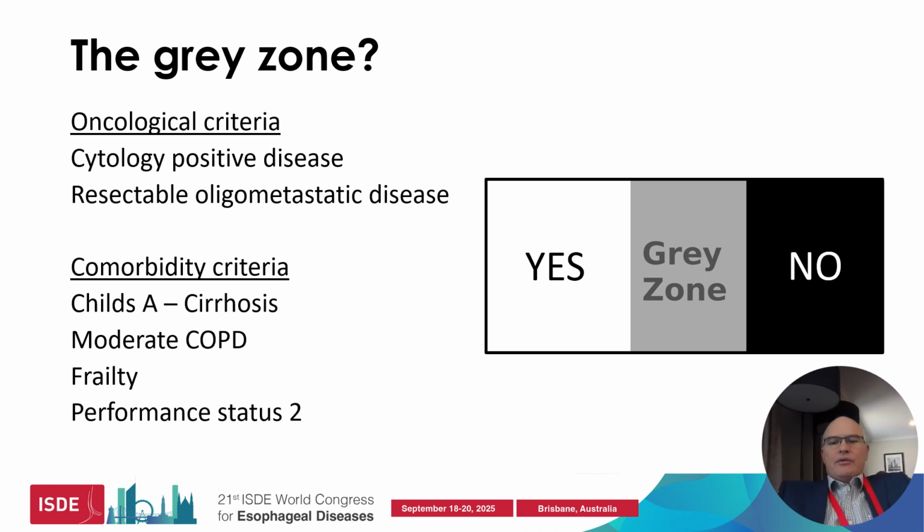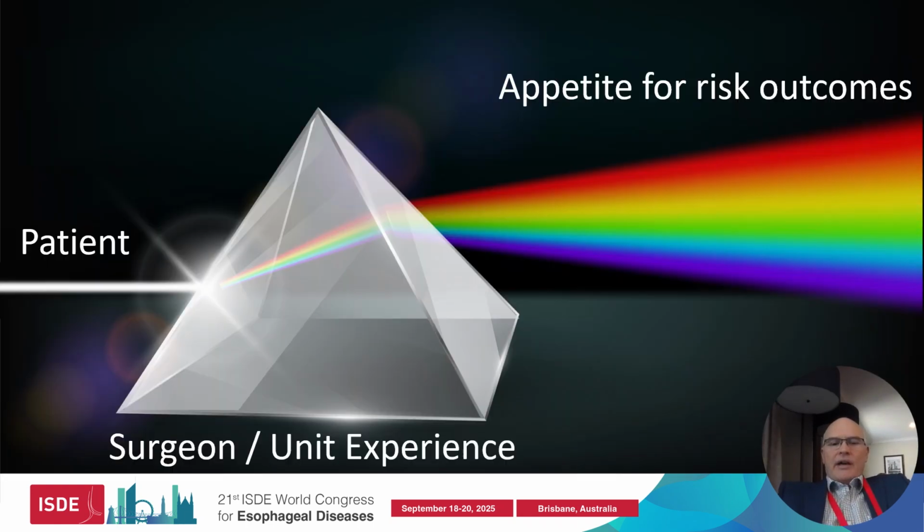But of course, there's a grey zone. There's a grey zone between definite no's and definite yeses, and this is where we have things like cytologically positive disease, resectable oligometastatic disease, patients with fairly minor comorbidities such as Child's A cirrhosis, moderate COPD, frailty, or borderline performance status or fitness. And this is where the surgeon and unit experience comes in, and it really just depends on the appetite for risk and what previous outcomes the unit or surgeons have had on these sort of borderline patients.